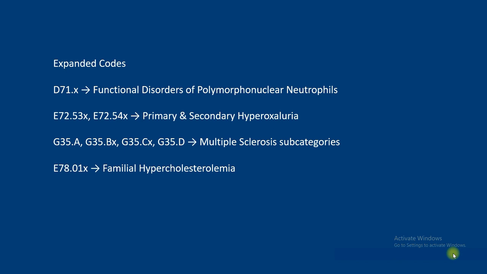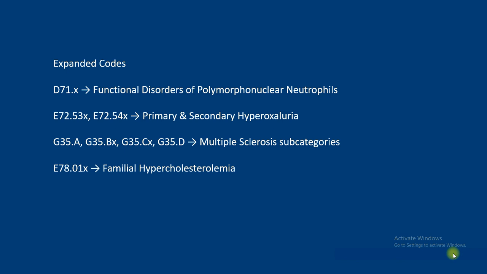Next one is E72.53X, E72.54X, primary and secondary hyperoxaluria. What is hyperoxaluria? Basically the patient will have oxalate crystals in the urine. At that time you will use the E72 series.